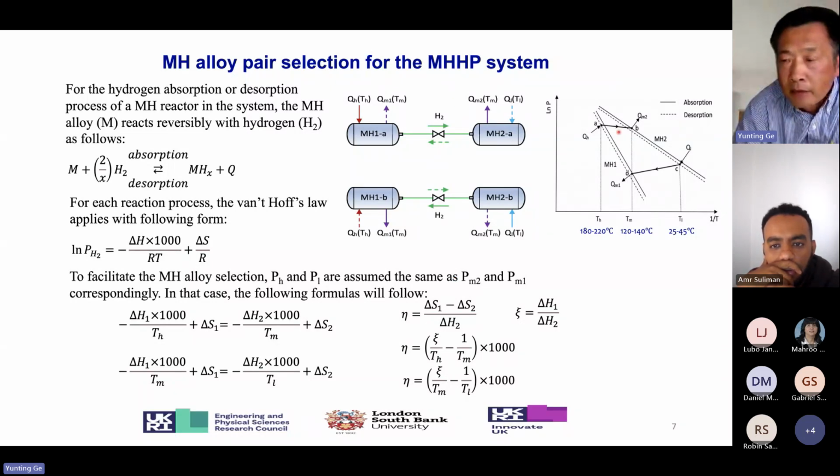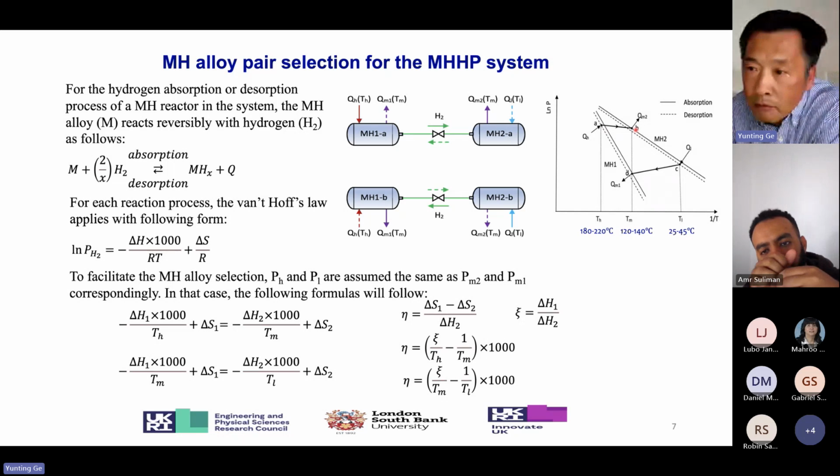You can see here the operating conditions of this cycle. The high temperature heat source has a temperature range from 180 to 220 degrees C, and the low grade heat source has a temperature range from 25 to 45 degrees C. The heat-up temperature is between 120 and 140 degrees C. The system operates at two pressure levels. At high pressure, heat is input to the high temperature metal hydride reactor.